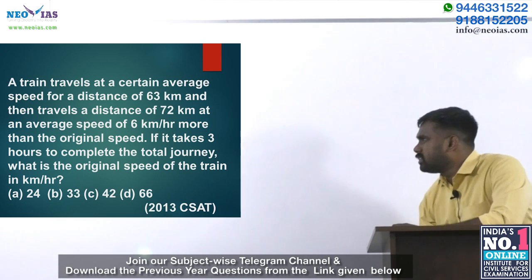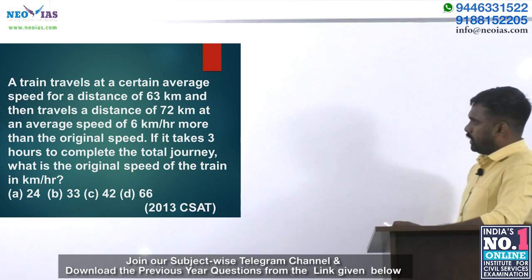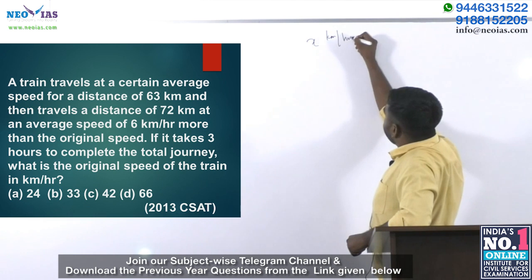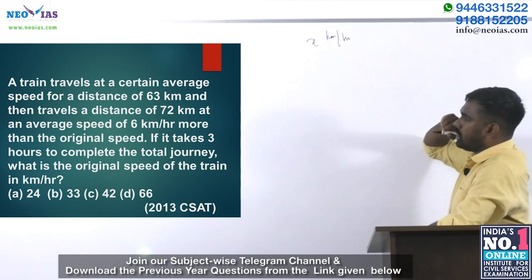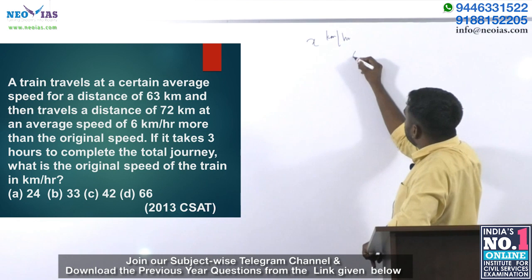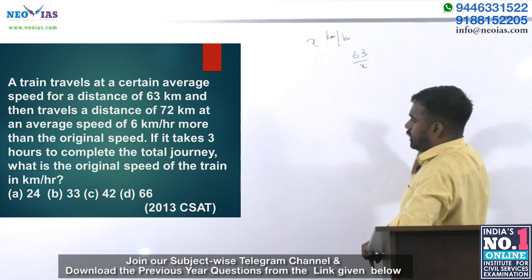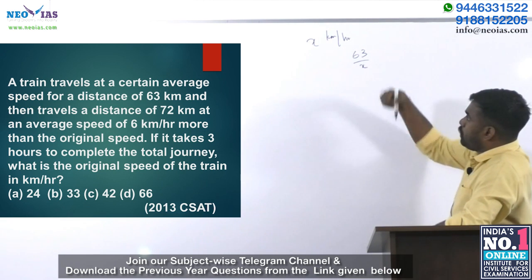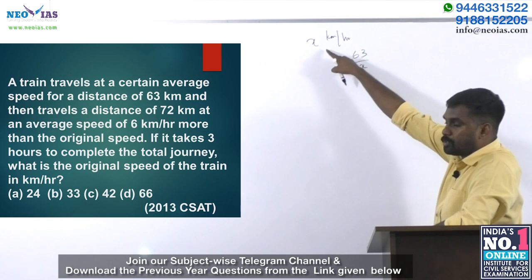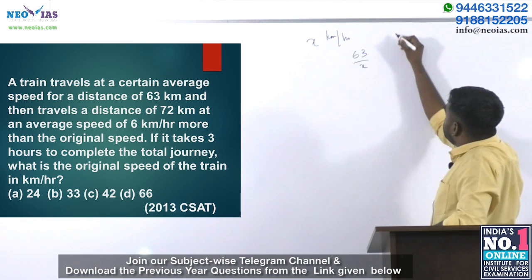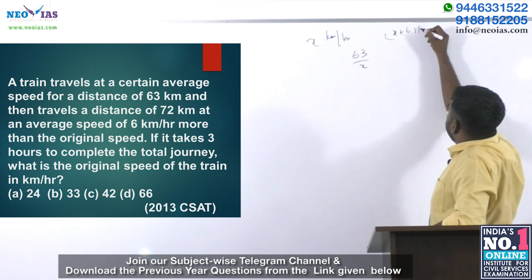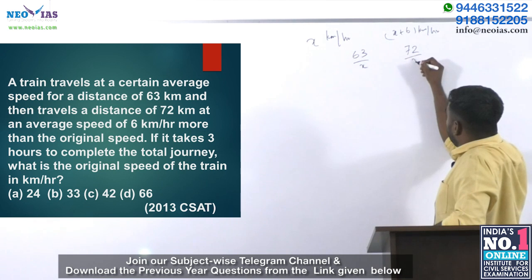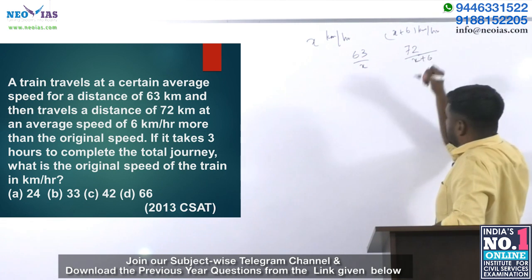A train travels at a certain average speed for a distance of 63 km. Let the average speed be x km per hour. For 63 km, how much time did it take? 63 by x. Again, it travels a distance of 72 at an average speed of 6 more than the original speed. Original speed was x, so 6 more means x plus 6 km per hour. The distance is 72, so the time is 72 by x plus 6.